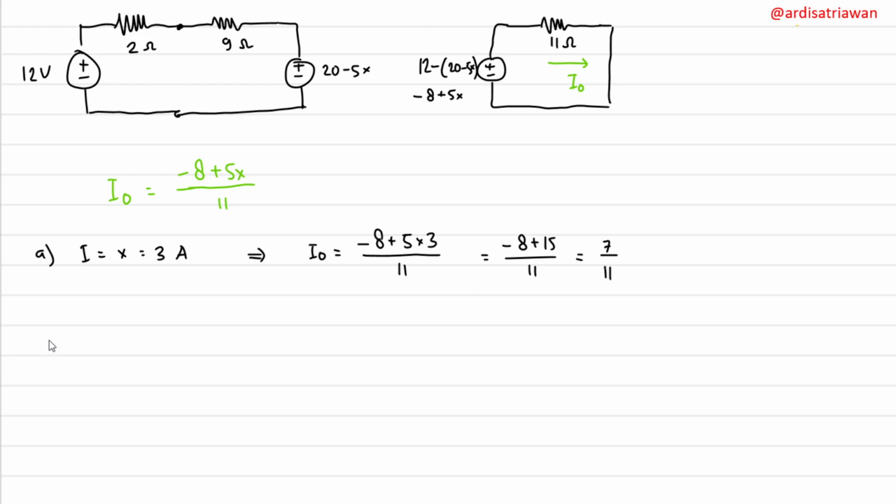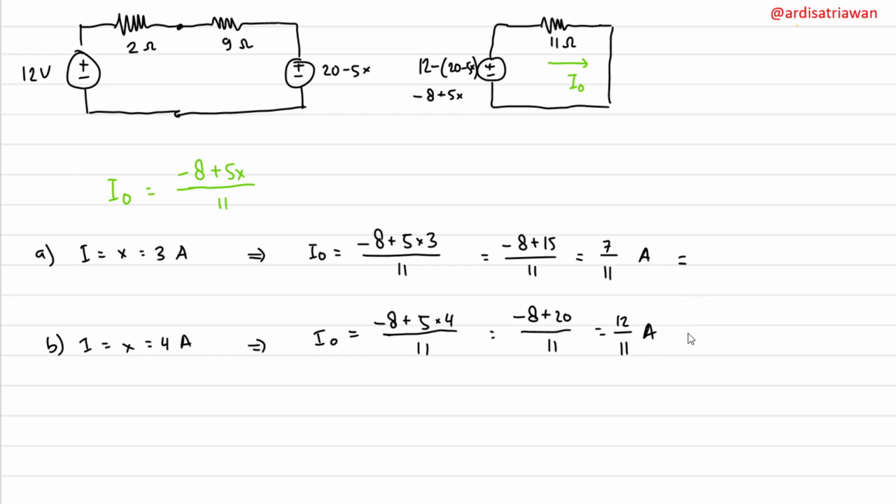And then for number B, when I is equal to X is equal to 4 ampere, this will become I0 equal to minus 8 plus 5 multiplied by 4 divided by 11. And for this one, I will have minus 8 plus 20 divided by 11. I'll have 12 over 11, and the unit will be in ampere.